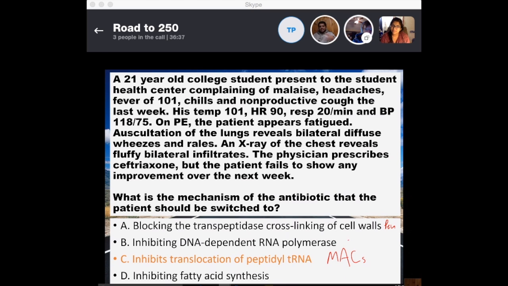Which drug is this? Rifampin? Yeah. And the last one, I guess this could be a couple things, like ergosterol? Yeah. Ergosterol.